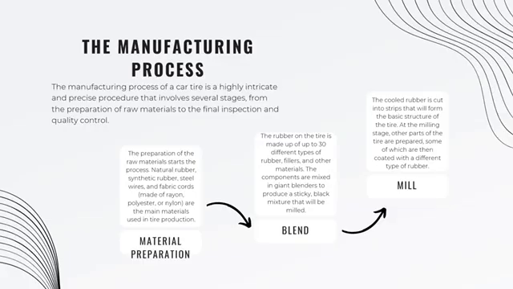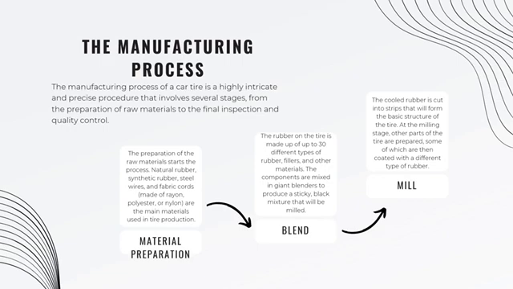First thing first, the manufacturing process. The manufacturing process of car tire involves several stages, including the preparation of raw material until it becomes the final product. There are 8 steps to make a car tire. The first step is material preparation. Before we make a product, we need something to process into something new, which in our case is a car tire. Natural rubber, synthetic rubber and fabric cord are the main materials used in tire production.